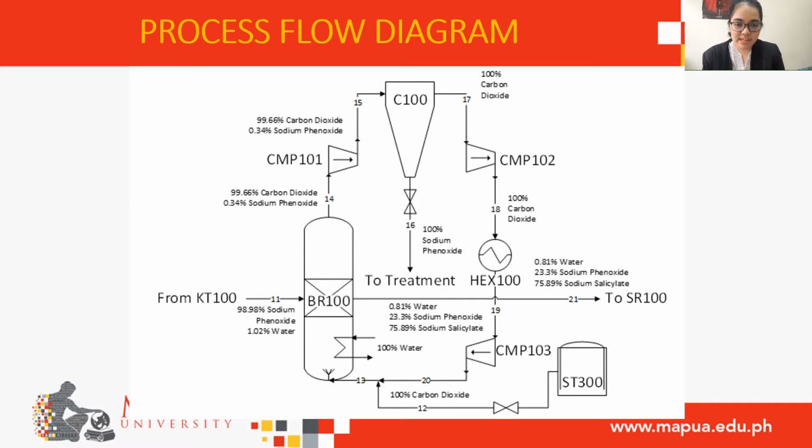The first one carries the fluidization gas with sodium phenoxide to the centrifuge, where it is extracted and sent to treatment, while the second stream carries the generated sodium salicylate to the CSTR. The carbon dioxide from the centrifuge is passed through a heat exchanger before it is sent back to the FBR to maintain the operating temperature of the reactor.